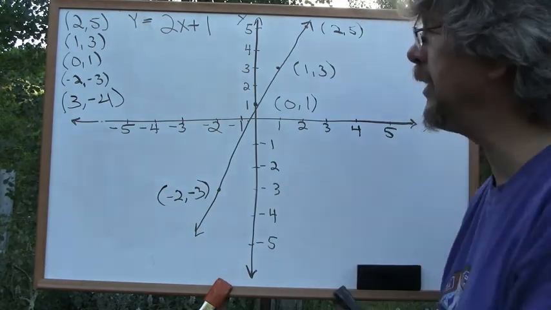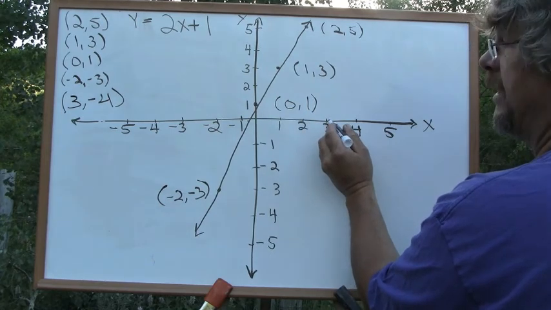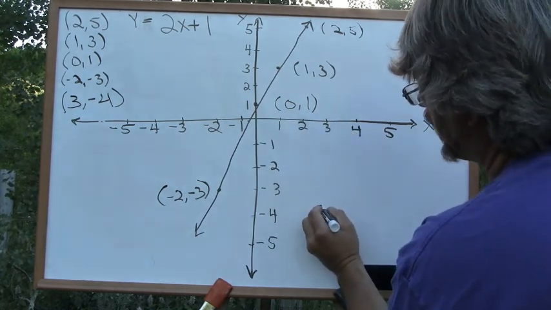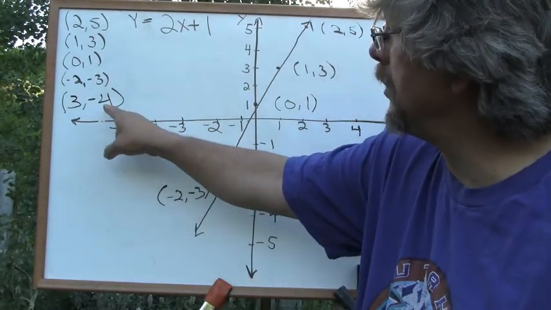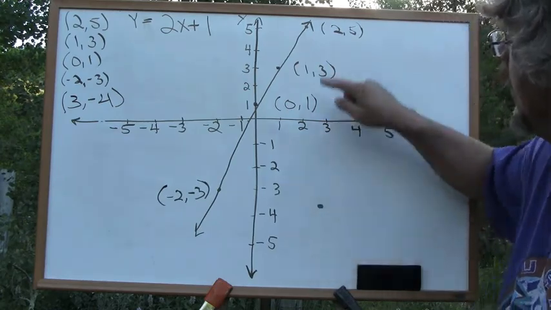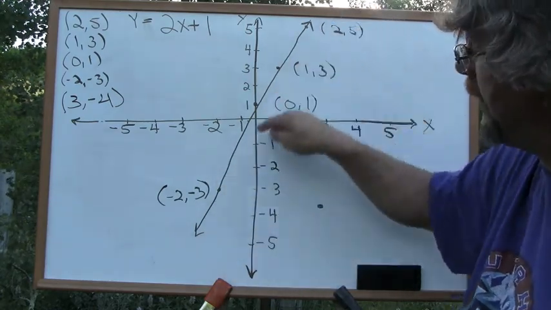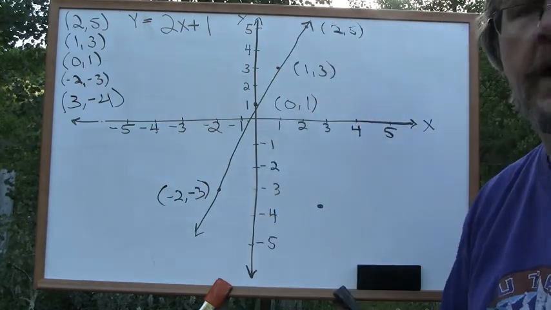We graph 3 and -4. We come over here, 3 positive on x, and then -4 down, 1, 2, 3, 4. We see this dot right here. We know this coordinate pair is not a part of the solution set because there's the graph right there, and all of these dots are connected to it.